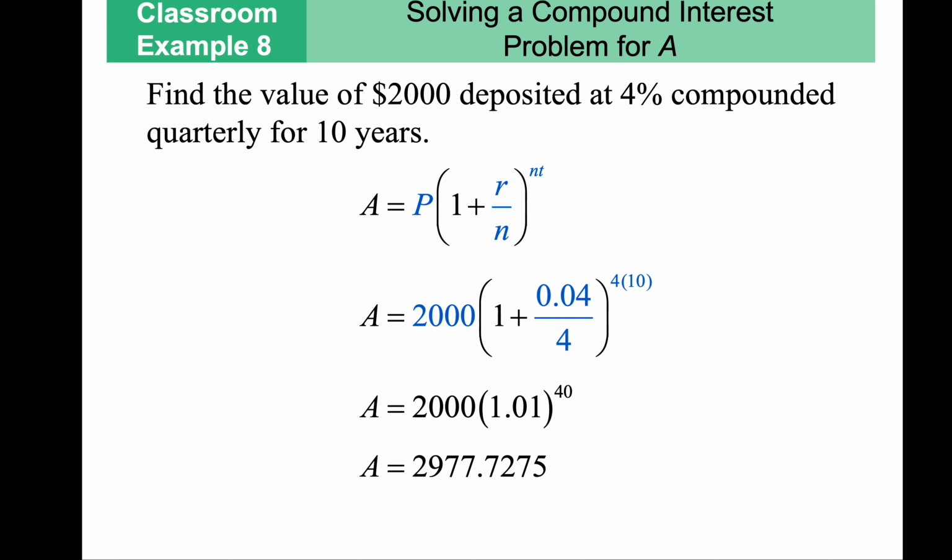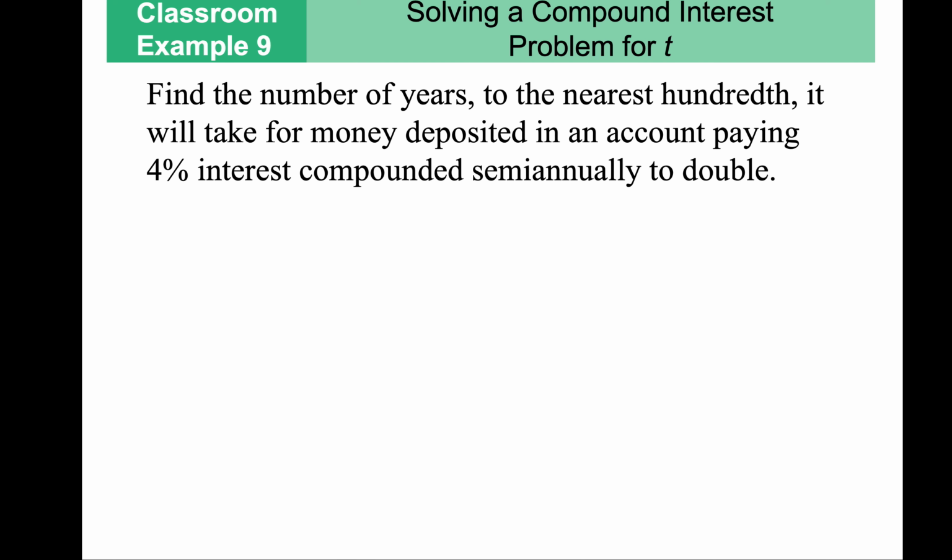My rate has to be a decimal. My n is the number of times it's compounded per year. If it's compounded quarterly, that's 4 times a year. I'm just plugging straight into my calculator for this one. Now comes the question, if I want it to double, how long does it take? That's a difference because I'm solving for time.